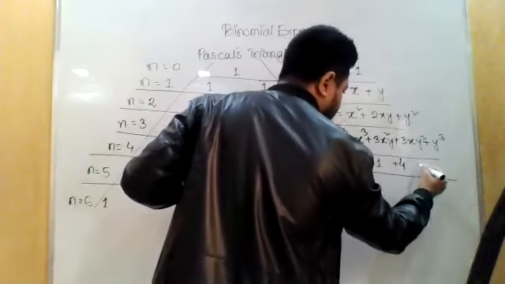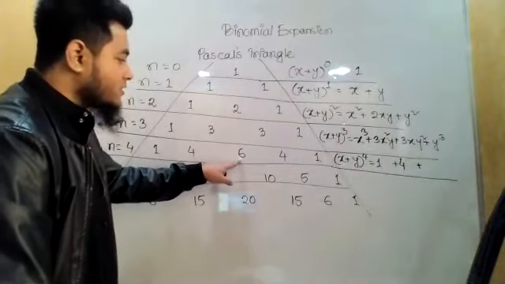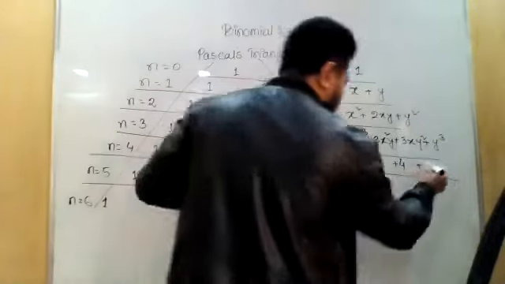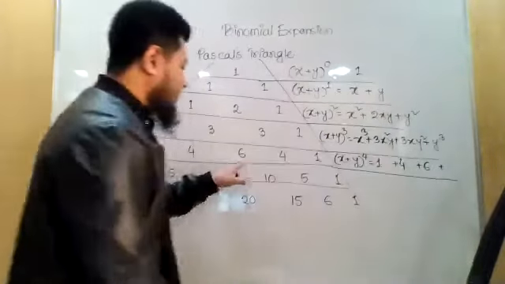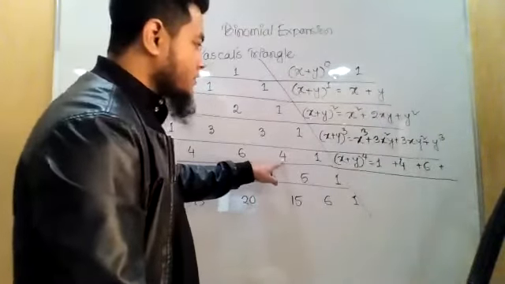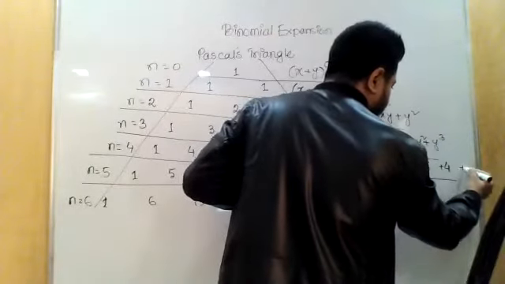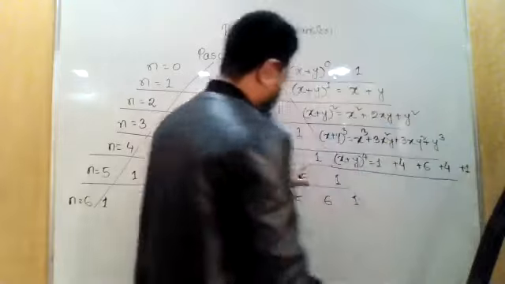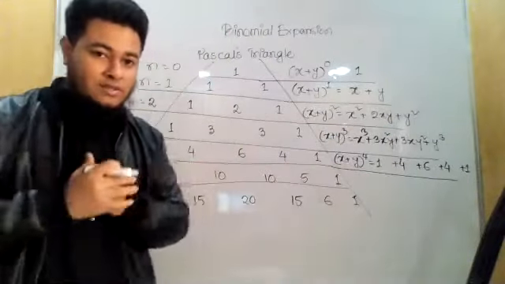Again I will keep some space and I will write plus. Then for the third term the coefficient is going to be 6. So I will write 6 over here. I will keep some space and I will write plus. Then I will have the coefficient 4. I will keep some space and finally for the final one the coefficient is going to be 1. So I'm done with writing the coefficient.